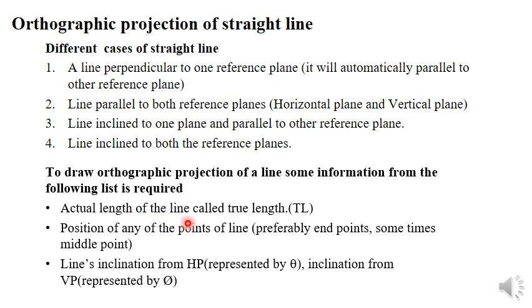So first is the actual length of the line, which is called true length. Second, the position of any of the points of a line, preferably endpoints. Sometimes the position of the middle point is given. And the third one is a line's inclination from HP. We represent the inclination of a line from HP by theta, and the inclination from VP we represent by phi. So out of these 3, some of the information may be given. Based on that, we can draw the orthographic projection of a line.